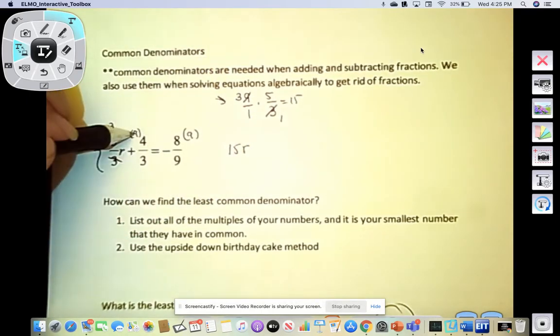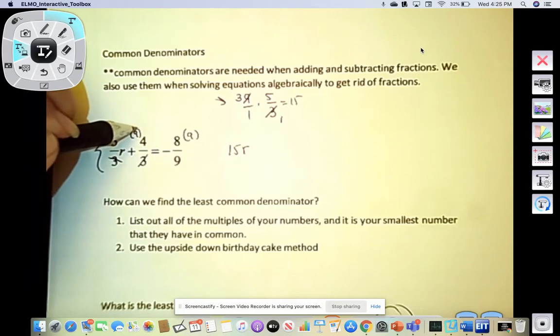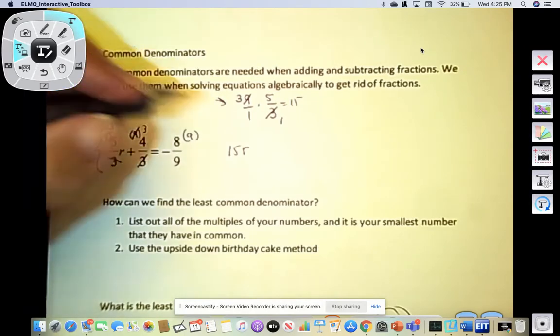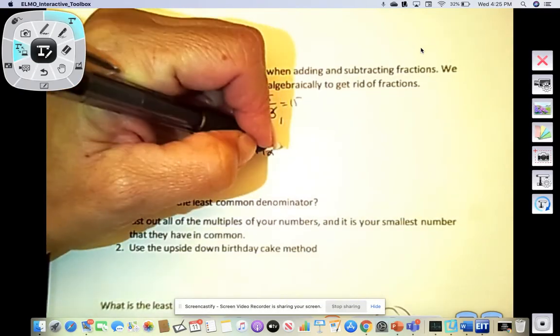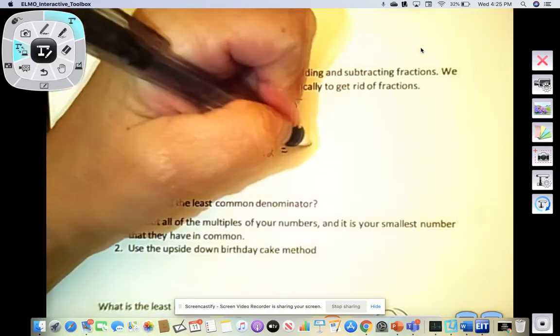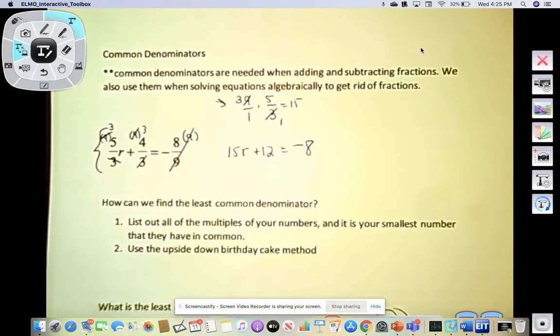And then same thing here. The 3 cancels out because 3 divided by 3 is 1, and 9 divided by 3 is 3. So that's 3 times 4, which is 12. So plus 12 equals negative. These 9s cancel out, and I'm left with 8. Now this equation is much easier to deal with than the other one.